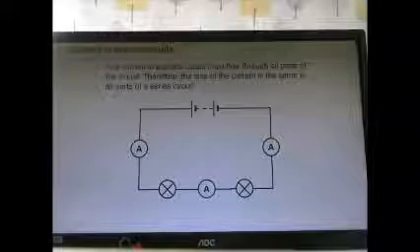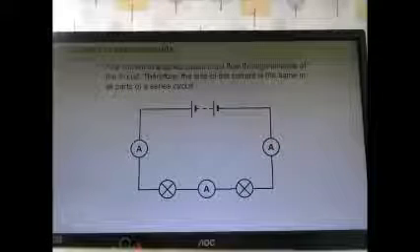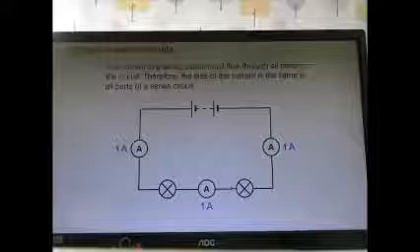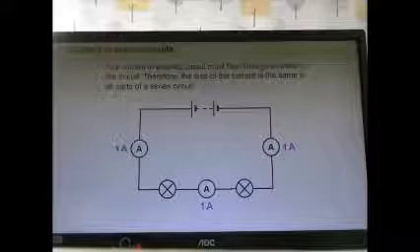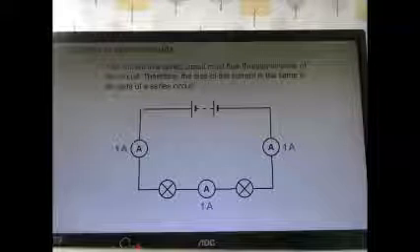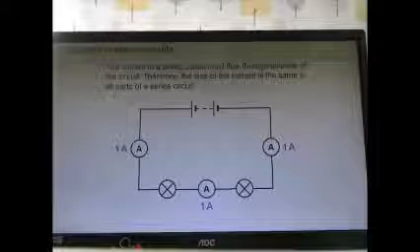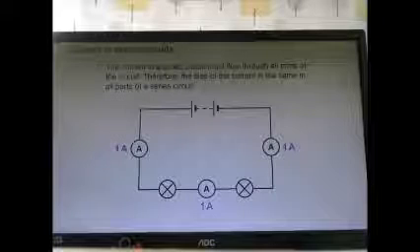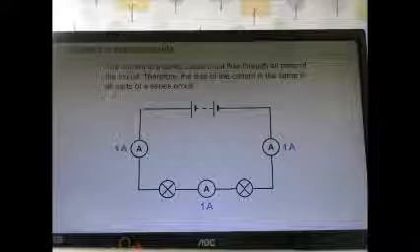So important things to remember: in a series circuit, the current is the same at each point. So wherever I put my ammeter in a series circuit, the current is exactly the same. So I've got 3 points here. At this point it's 1 amp, so at this point it's also 1 amp, and at this point it's also 1 amp. It doesn't matter where you put it, the current is going to be exactly the same.